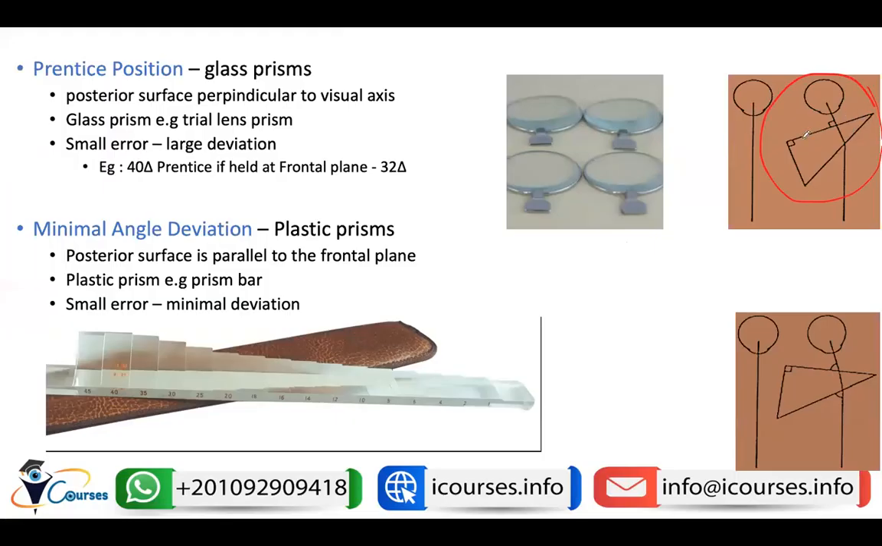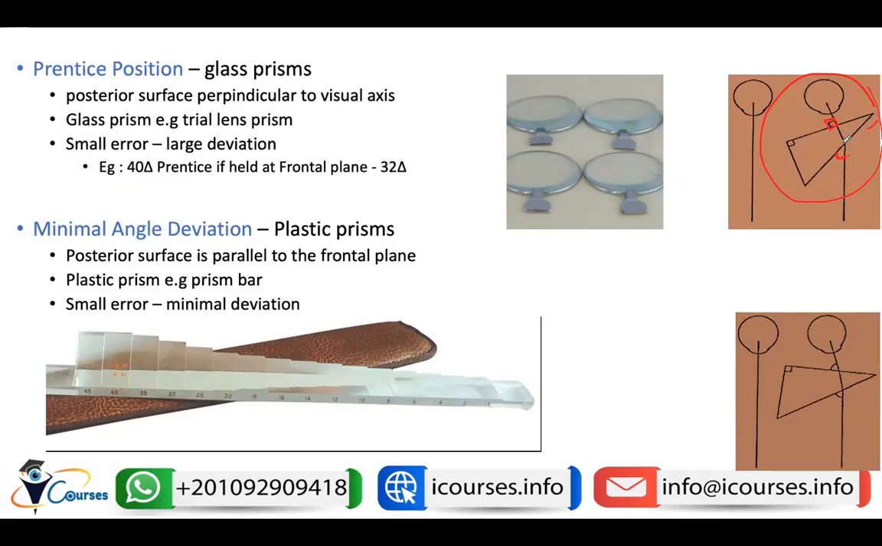You can see that the side of the prism which is facing the eye has a perpendicular relation to the visual axis, or the axis of sight. And this means that the angle here is 90 degrees. This is not equal to the angle of emergence. The angle of incidence may be an acute angle, but the angle of emergence will be 90 degrees. So this means that the angles of both sides are not equal.